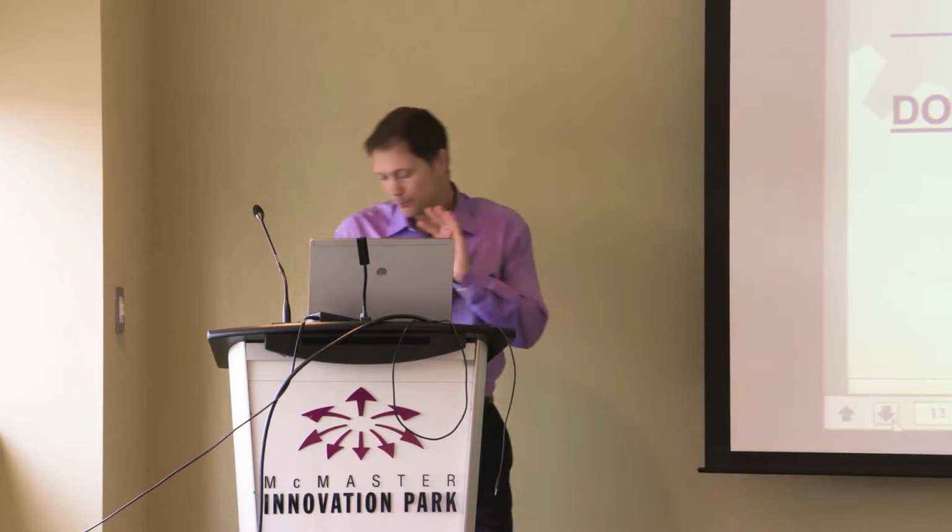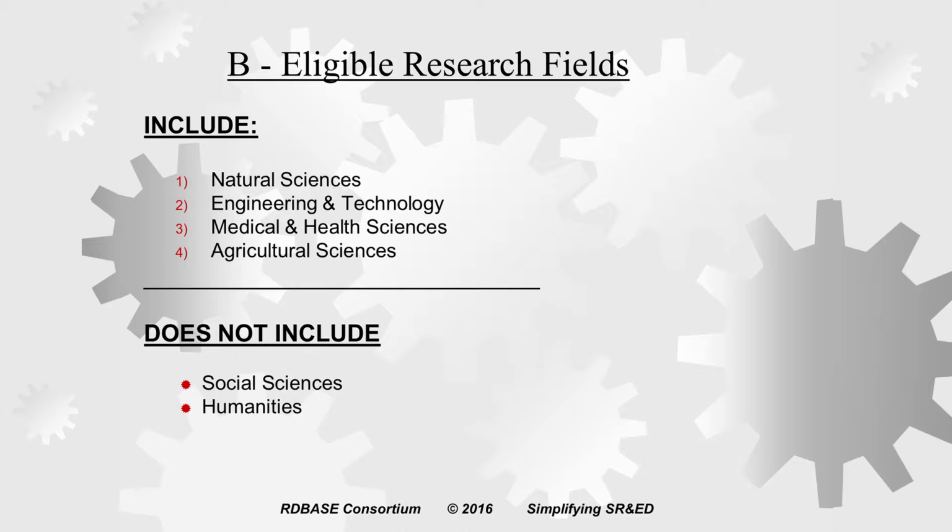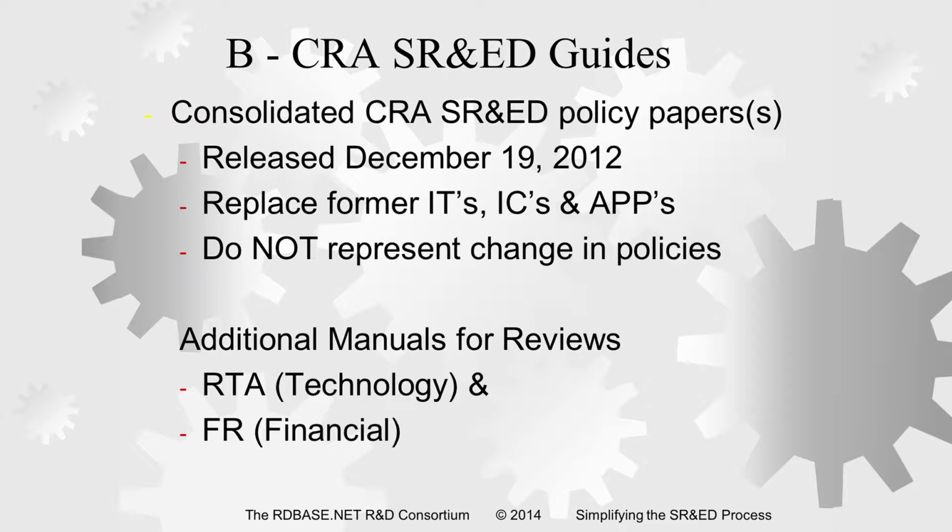Okay. So we talked about eligible fields of research and ineligible fields of research. The eligible fields of research are your natural sciences, engineering, medical, health science, and agricultural sciences. And these are from the OECD. Now, as we mentioned, the social sciences and humanities are excluded. They would include things like psychology, accounting, economics, studies. These are all things that are rife with uncertainty, but you won't get any credits for them because they're not fields of science or technology.